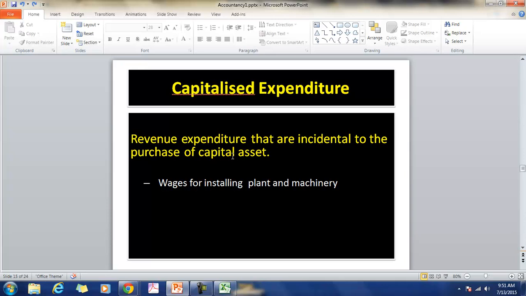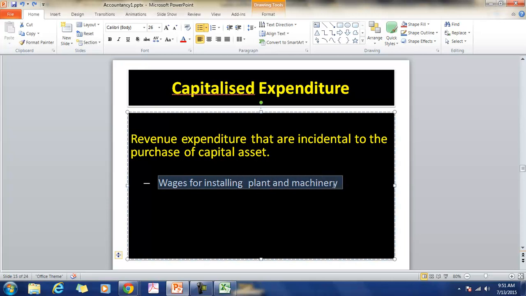Another interesting item is called capitalized expenditure. This is a revenue expenditure that is incidental to the purchase of the capital asset. So any expense required to bring an asset to working condition can be capitalized. That means it can be included into the cost of the asset. For example, wages for installing the plant and machinery.